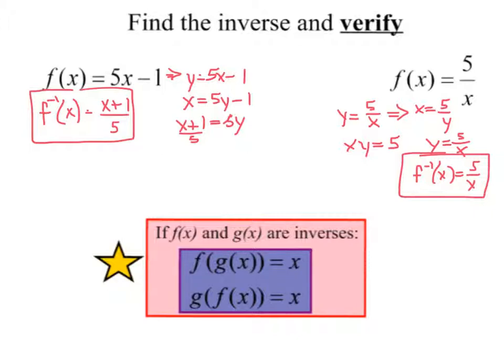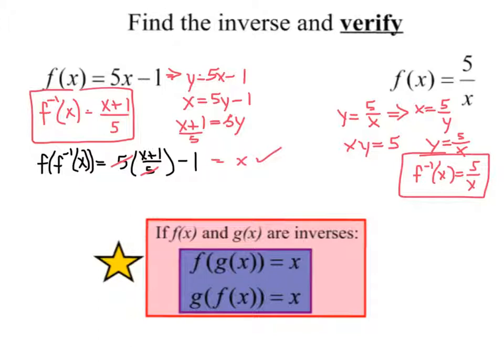So let me do that. Let me compose these two. Let me start by putting the inverse into the function. Okay, so I have 5 times x plus 1 over 5, minus 1. So I just put the inverse into the function. Well, 5 multiplied by something over 5, 5 divided by 5 is 1. So then I have x plus 1 minus 1, which is x. So you see I do in fact get out x.